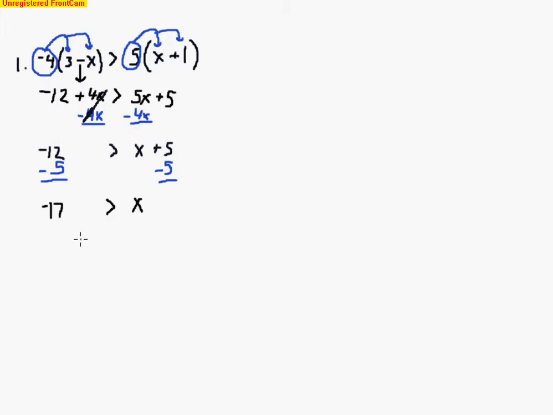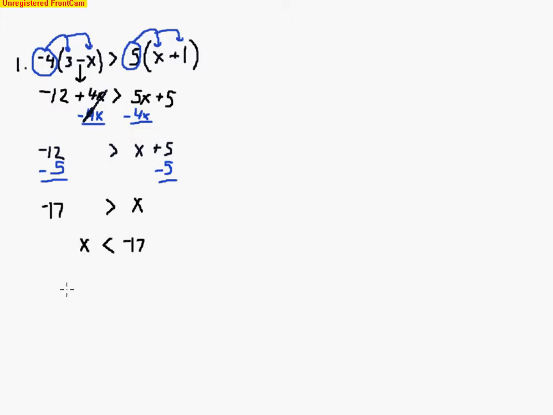Now oftentimes people will want to write it with the x on the left side and the negative 17 on the right. If we do that, we have to switch the inequality sign to make it match what we have up here. You see how we have negative 17 is greater than, because it's open towards the negative 17. Well, we still have that on this side: negative 17 is greater than x.